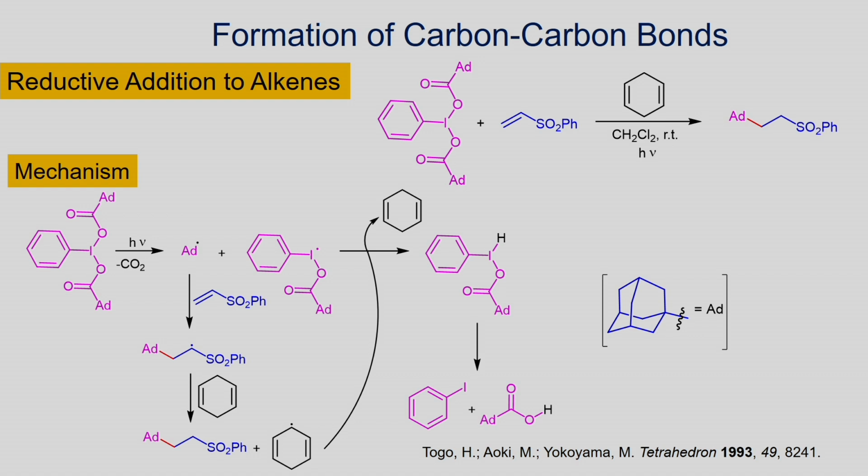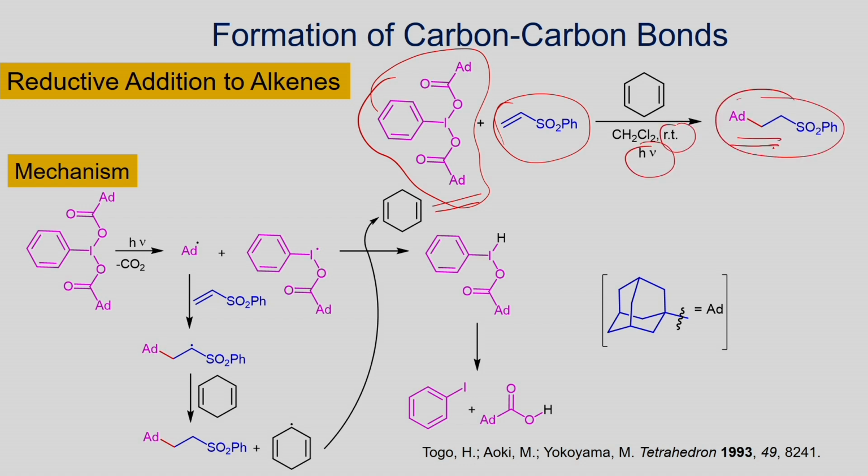Here another example is shown, the formation of carbon-carbon bond. So far we have seen several methods for the formation of carbon-halogen bond. Now let us look at some examples of carbon-carbon bond formation via radical pathway. Here, as we have just seen, you have the hypervalent iodine, which can be readily reacted with this sulfonyl derivative, and in the presence of cyclohexadiene and under irradiation in dichloromethane at room temperature, you will be able to form a carbon-carbon bond.